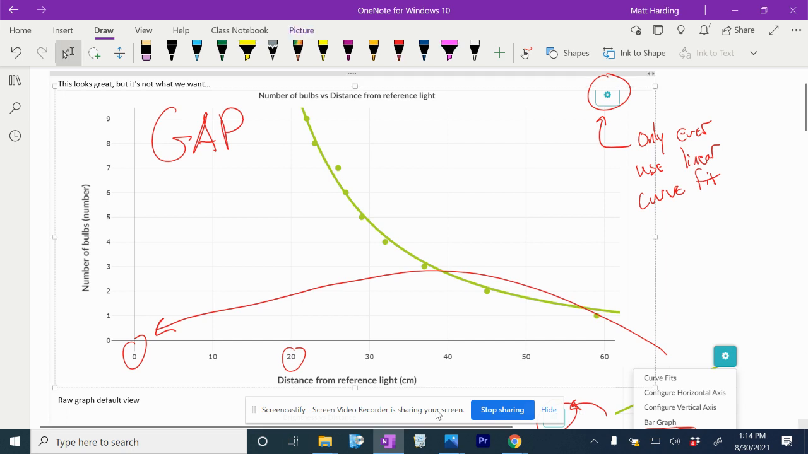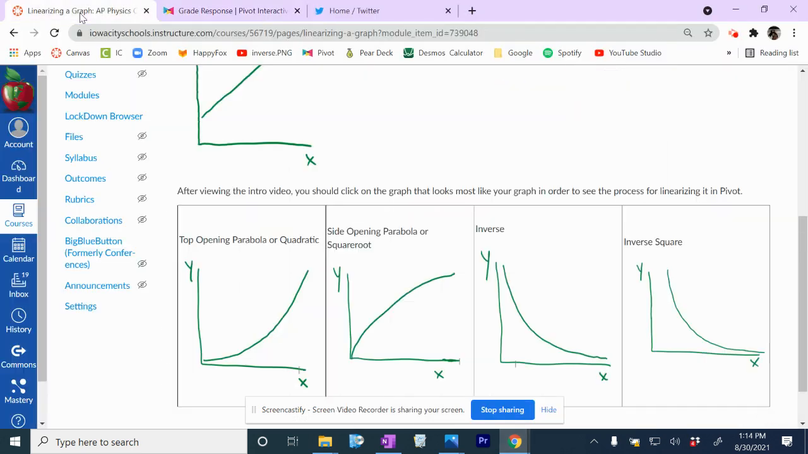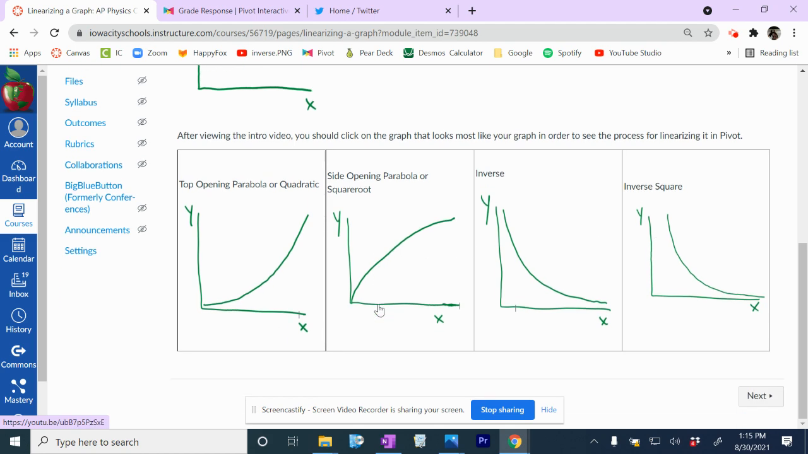If we include the origin, that's going to make it look like this. Here's the origin. There's 20. So there's this big gap. And now, if you go back and look at the linearization page, you can see the difference between inverse and inverse square. Okay? Inverse square, there's this big gap here. So that's your key indicator that you're dealing with an inverse square relationship, is it's shifted to the right, I guess is what I'm trying to say. All right?